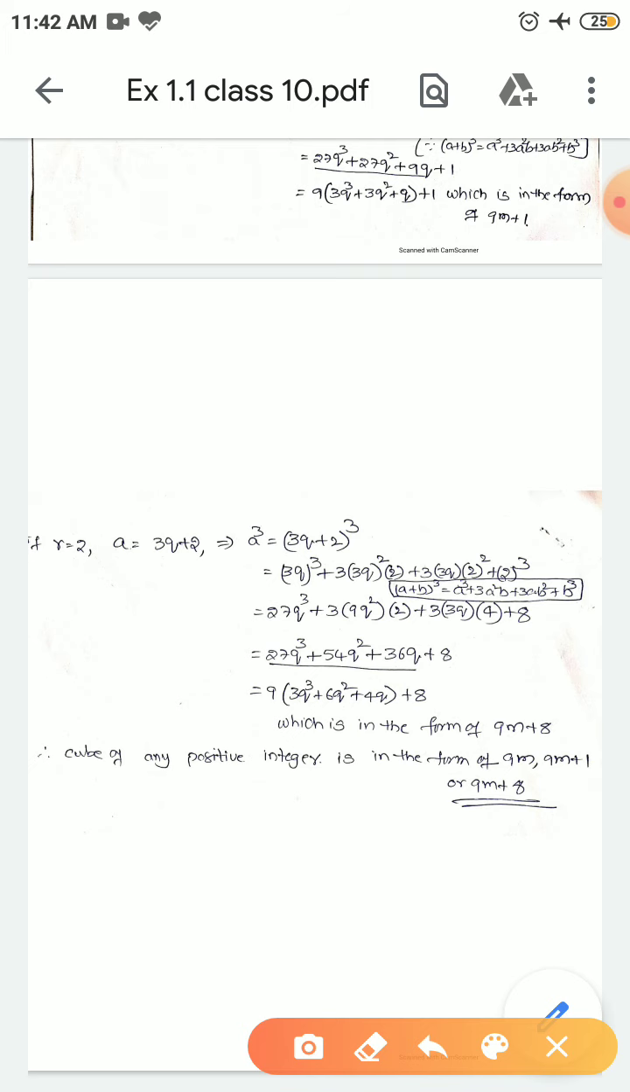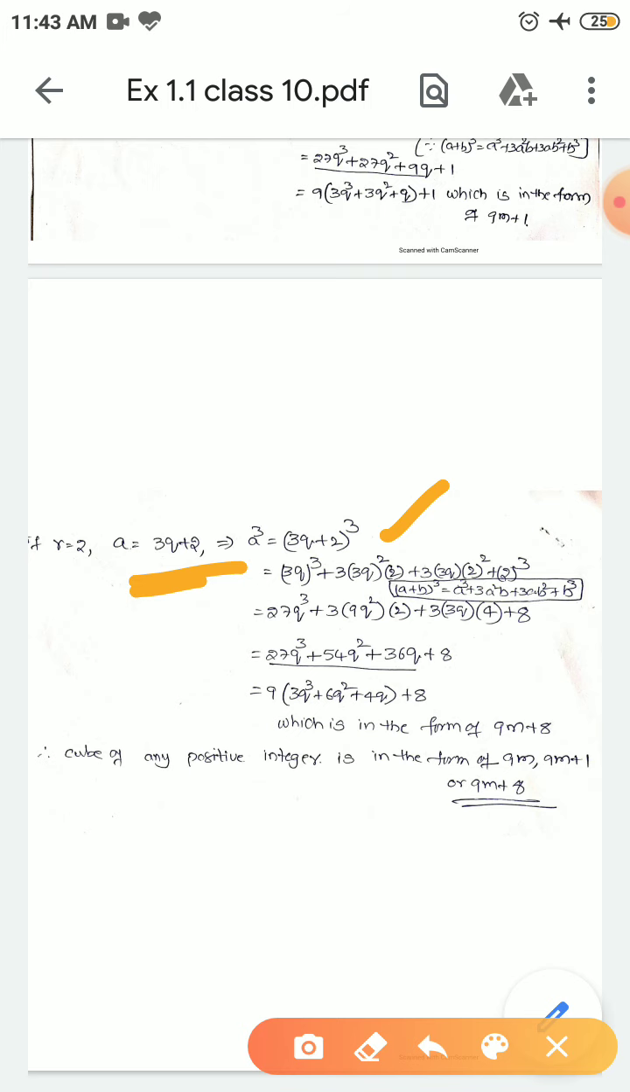Now let us go for r equal to 2, then a is equal to 3q plus 2, and we find the cube. You may get a doubt, sir, why are you finding the cube? The question given is: prove that the cube of every positive integer is of some different forms, 9m, 9m plus 1, 9m plus 8. That's why we find the cube. So by taking b equal to 3, we are getting 3 different forms of every number: 3q, 3q plus 1, 3q plus 2.